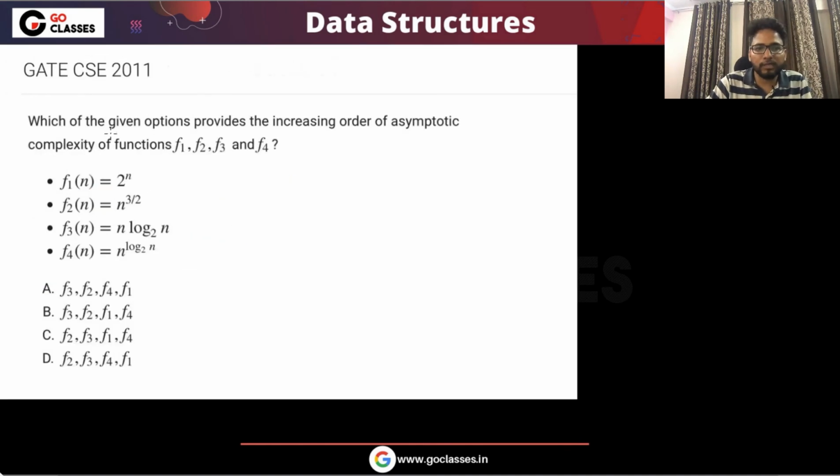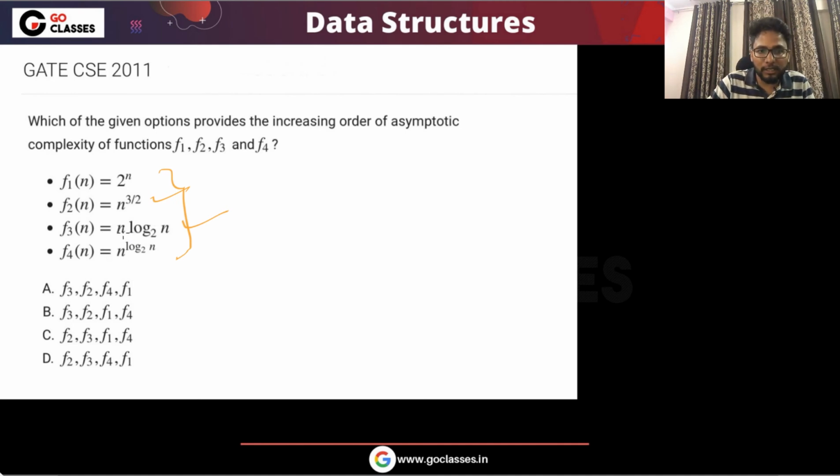In this question, they are saying which of the given options provides the increasing order of asymptotic complexity. So they're asking you to arrange these functions. I hope you can solve this question, but let me quickly solve it also. See here, this is 2 power n, this is exponential, then obviously this has to be greater than this term. What about this term? This is a bit tricky, like you can't directly say that this is greater than this because it is n power some function, not just a constant. It is not a polynomial.